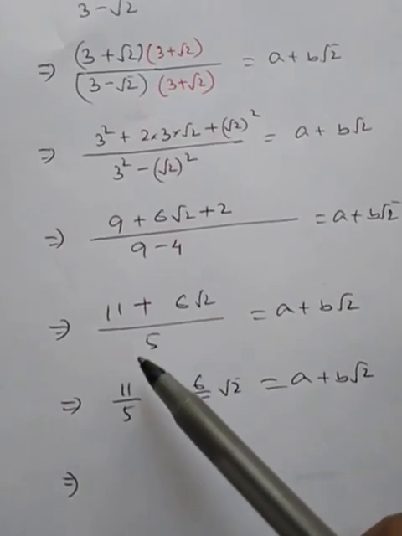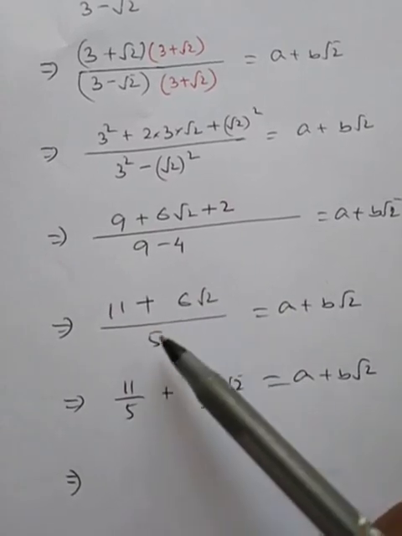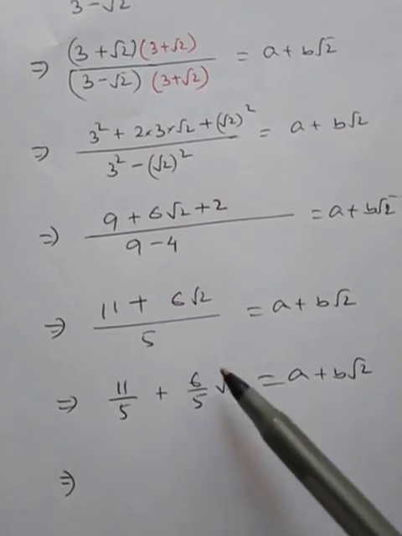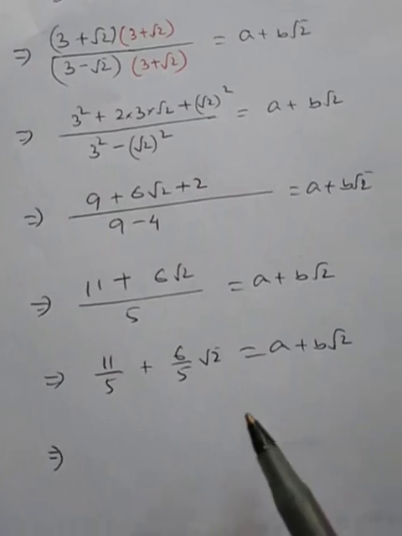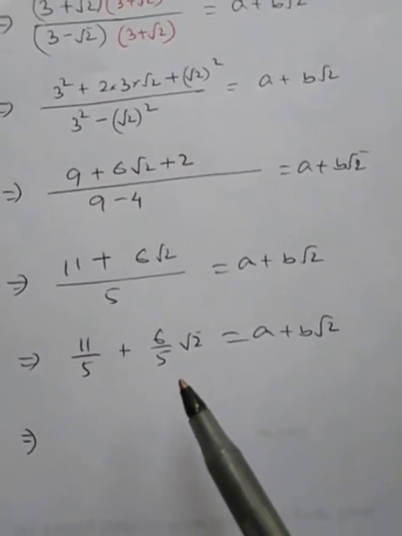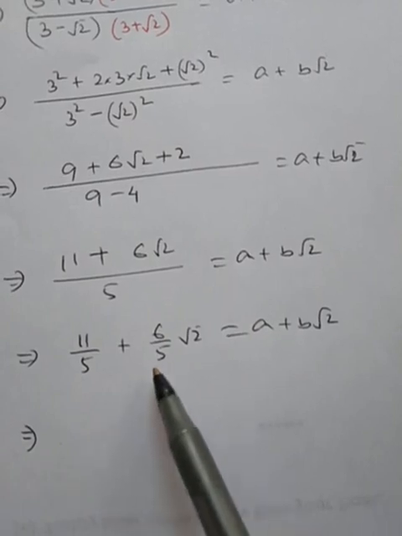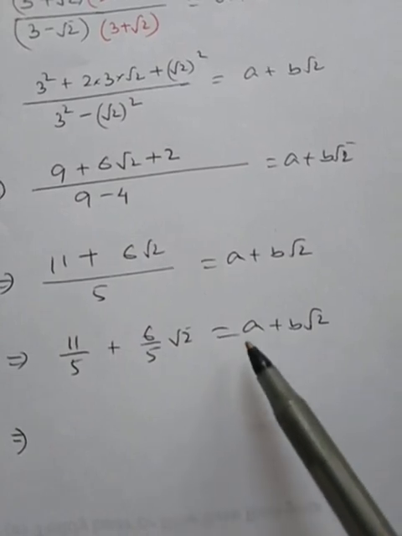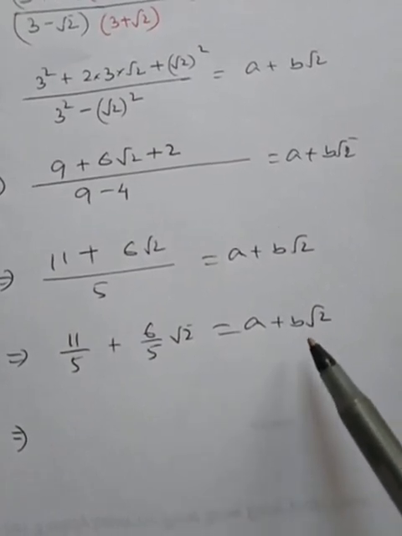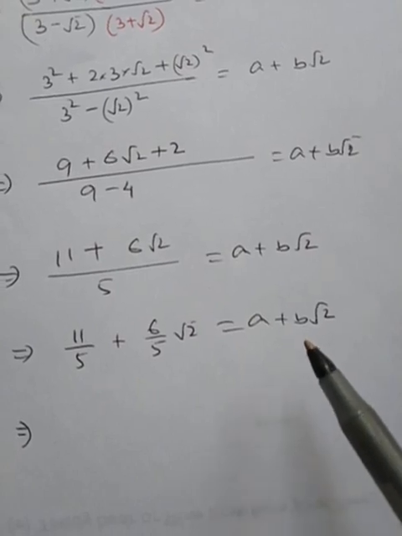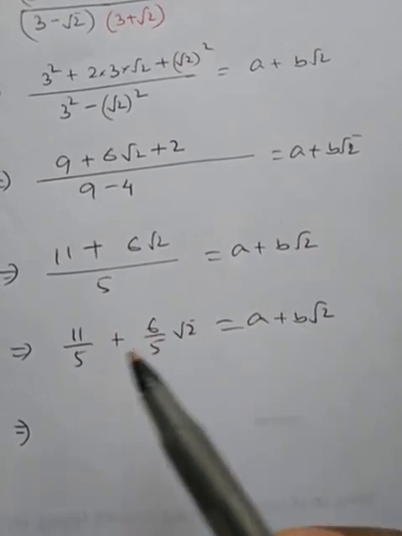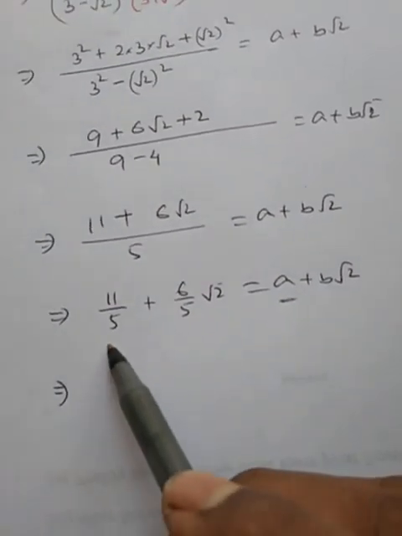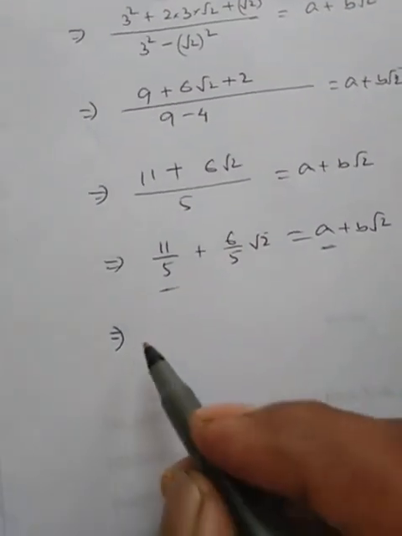Next, this denominator we can distribute with both the terms, so it becomes 11 by 5 plus 6 by 5 root 2. Now at this step we have to compare the rational and irrational parts. You can see this is one irrational part, root number is there, and this is one rational part. Right hand side also, this is the rational part and this is the irrational part. So the irrational part will be equal to irrational and the rational part will be equal to rational. That way the value of a is 11 by 5. So that we will write here.